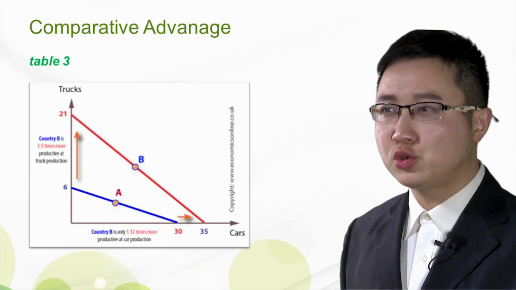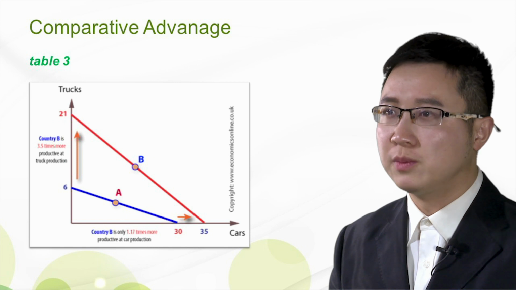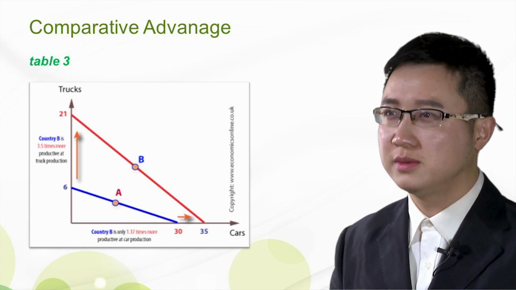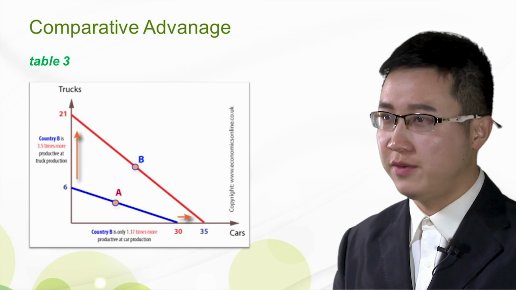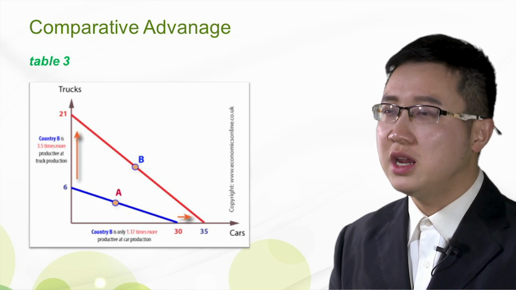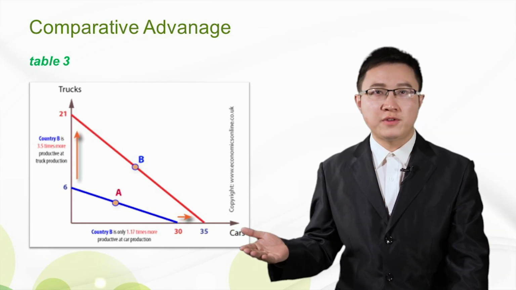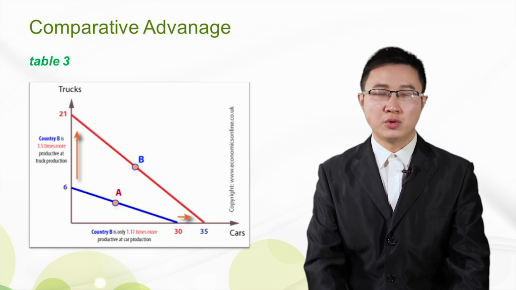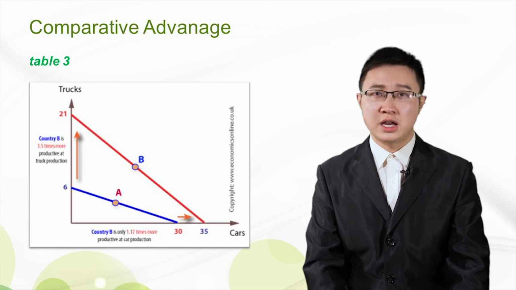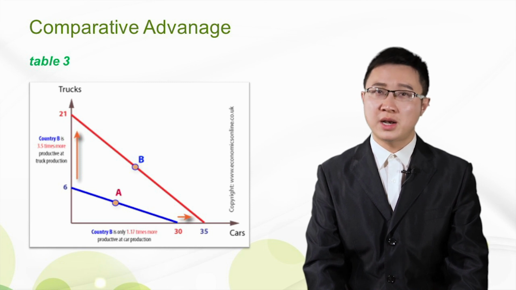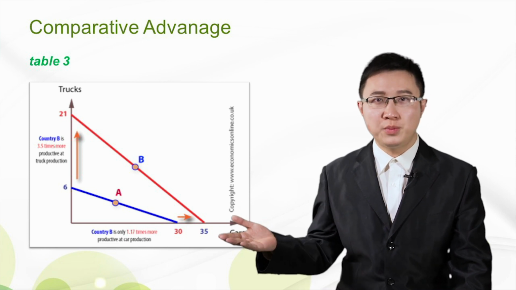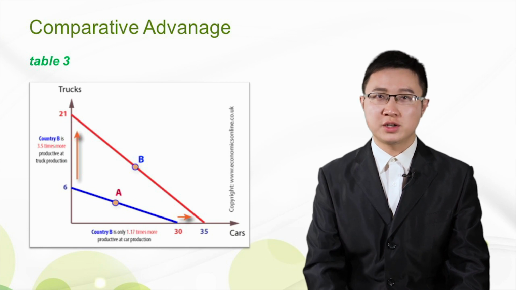In this case, country B has the absolute advantage in production of both products, but it has a comparative advantage in trucks because it is relatively better at producing them. Country B is 3.5 times better at trucks and only 1.17 times better at cars. However, the greatest advantage and the widest gap lies with truck production. Hence, country B should specialize in producing trucks, leaving country A to produce cars.